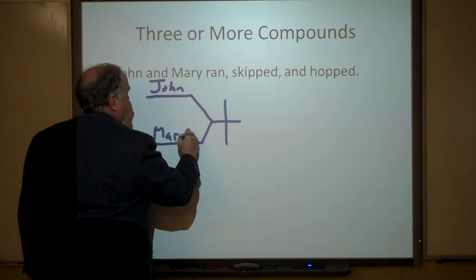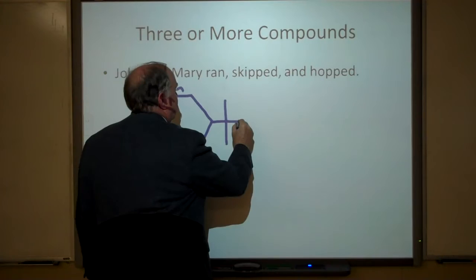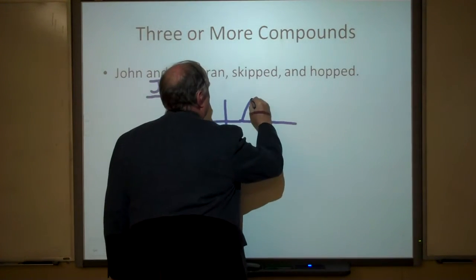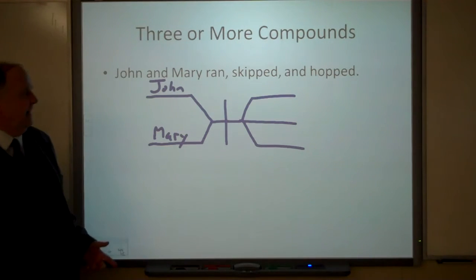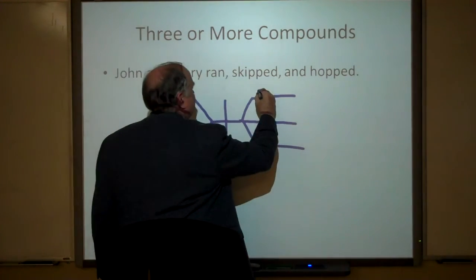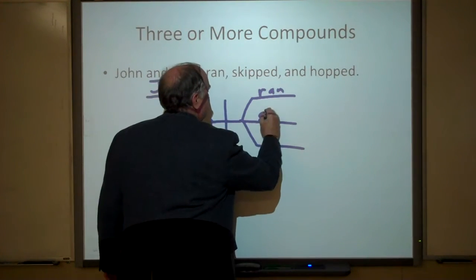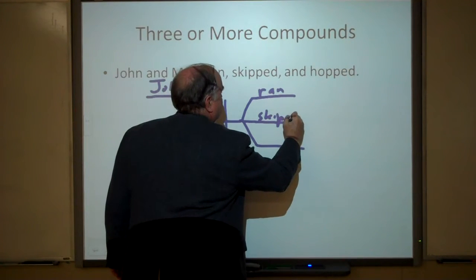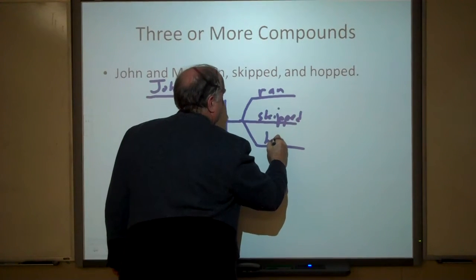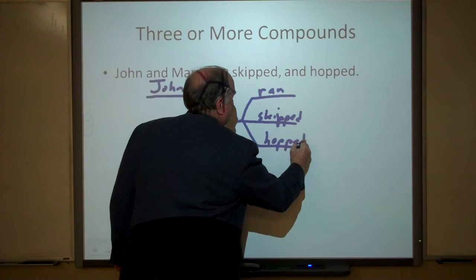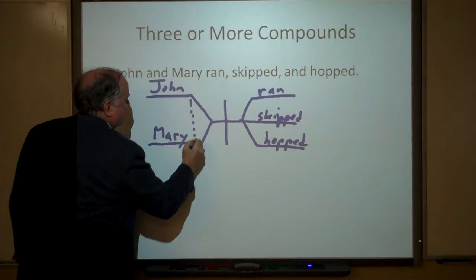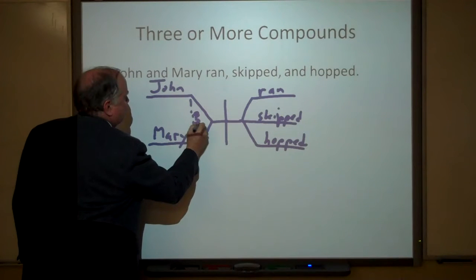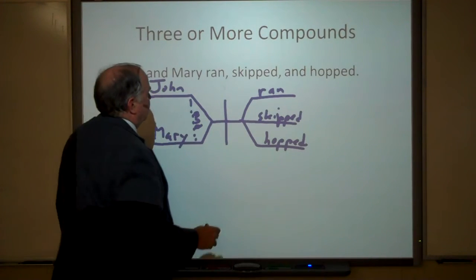And in this case, there are three verbs, so we would make the split look something like that. So there were 3 parallel lines for the verb. And we would say ran, skipped, hopped. Okay, and then the conjunction on the dotted line.